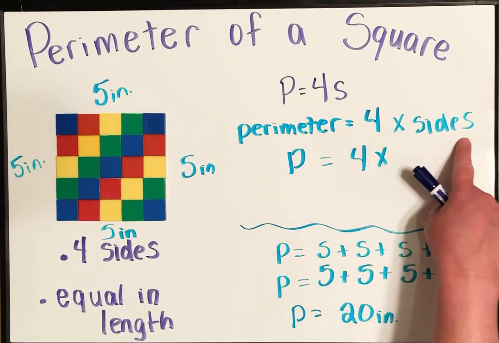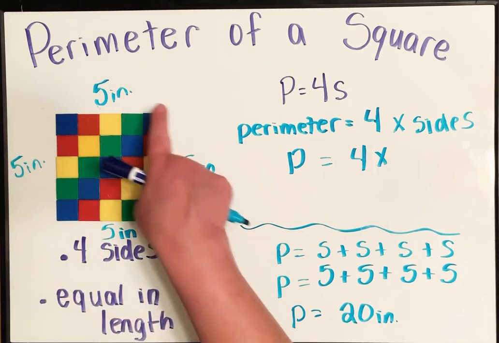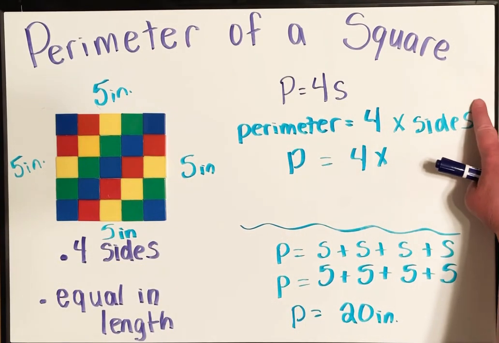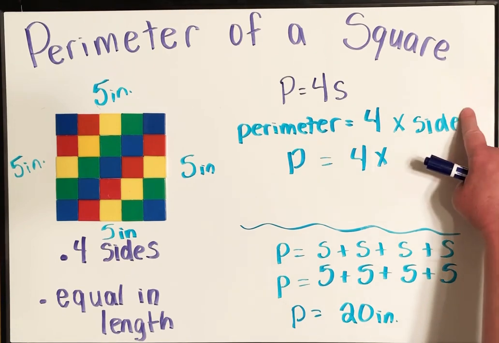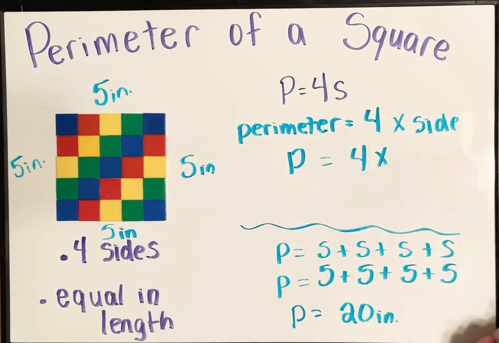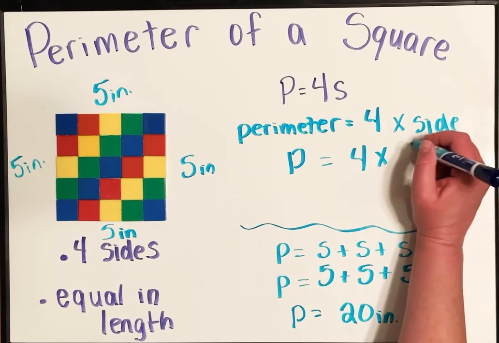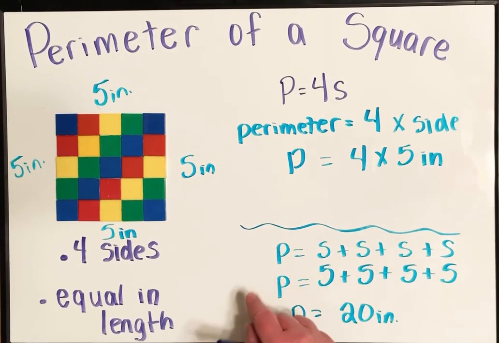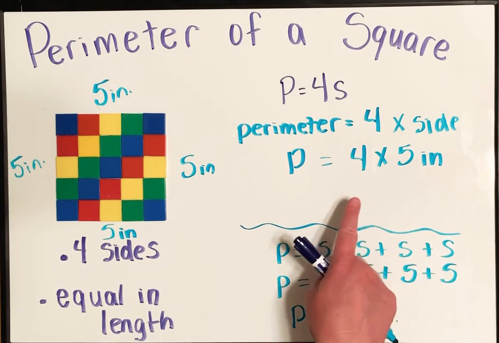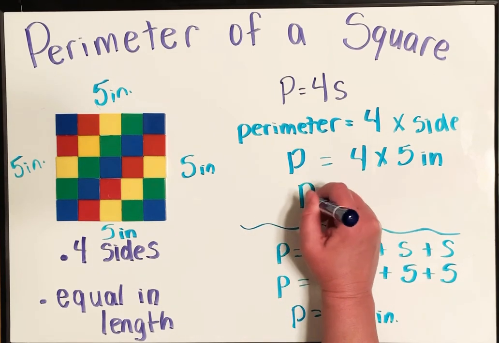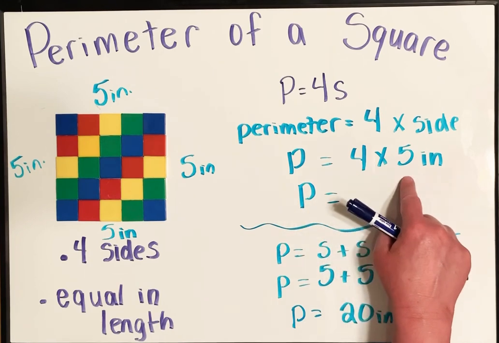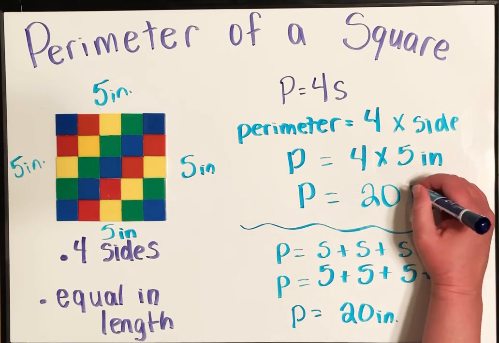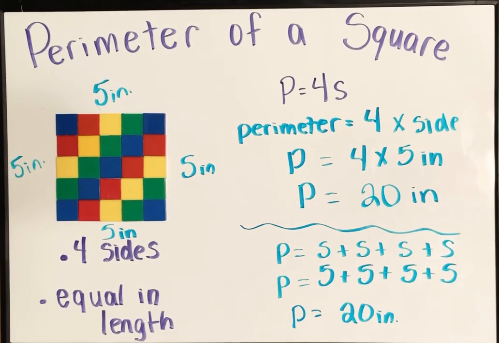Now, for that S, I don't need to put in all of my sides. I just need to put in one side. So I'm actually going to take that S off. We just need to put in the length of one side, and the length of one side was 5 inches. So if I do the math, my perimeter is 4 times 5, which is 20. And then let's put our unit of measure back on.